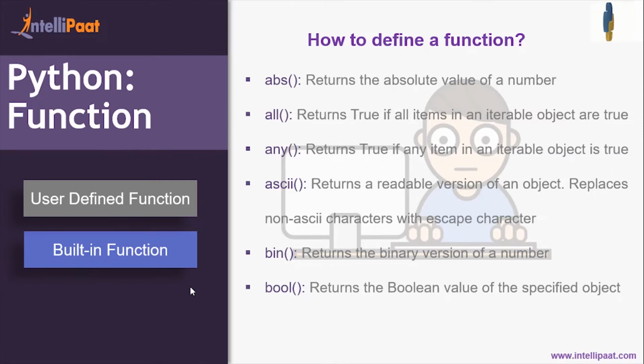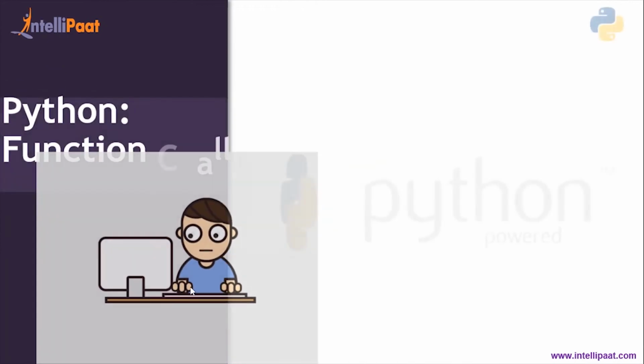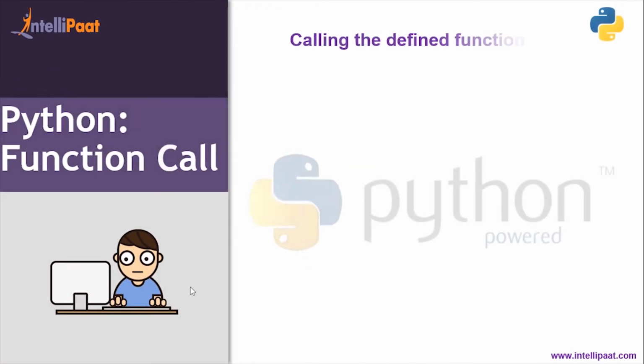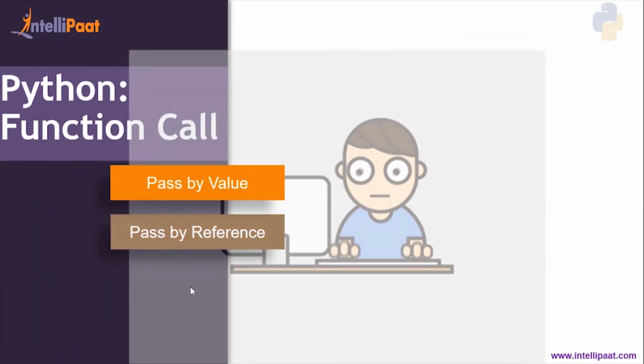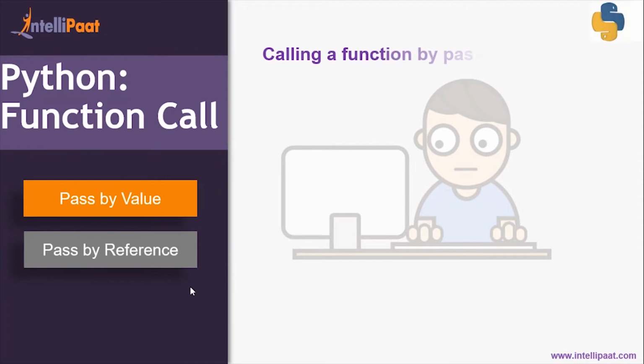Alright. Now that we have defined a function, let's see how we can call a function. So calling a function, well, there are two ways of calling a function. You can either call it by passing a value or by passing a reference. Let's see them one by one. So first is pass by value: calling a function by passing the value.